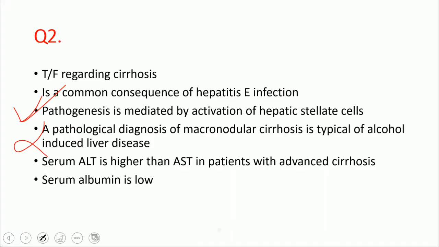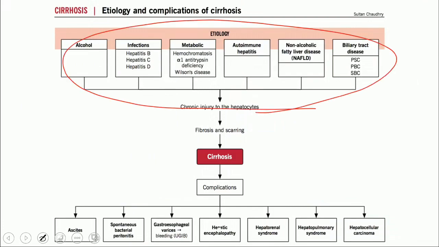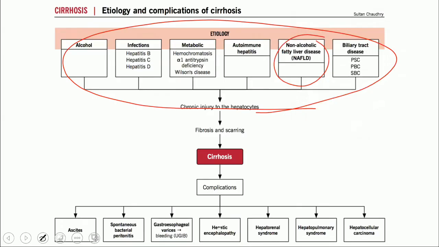And then etiology-wise, of course, you know all the etiologies here. So etiology, I said alcohol is very common, right? And non-alcoholic fatty liver disease is a leading etiology in most parts of the world as well. And then you get these rarer things like hepatitis B, C, D, rare metabolic syndromes, like hemochromatosis, for example, autoimmune hepatitis, right? That can lead to cirrhosis, and also there are biliary tract diseases, right? Most of them are autoimmune biliary tract diseases that give rise to cirrhosis, right?